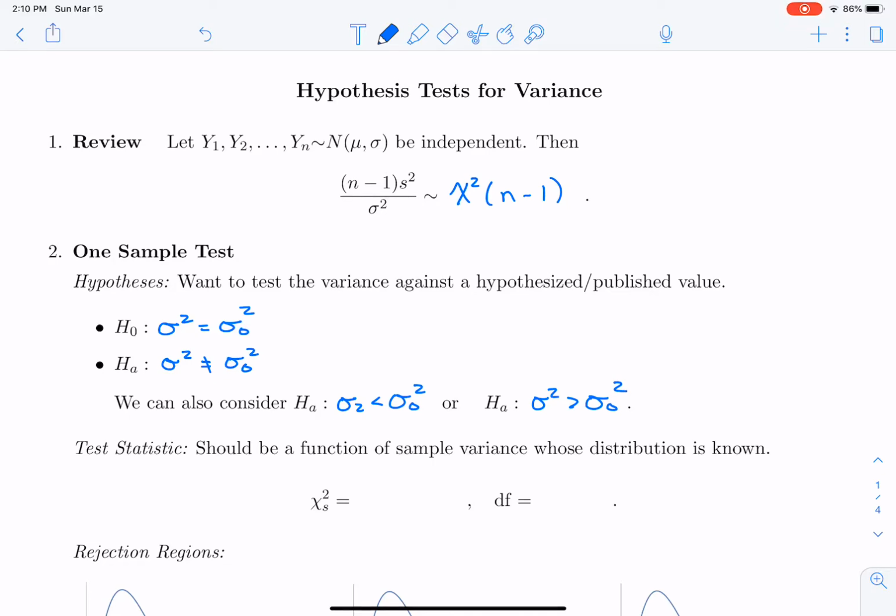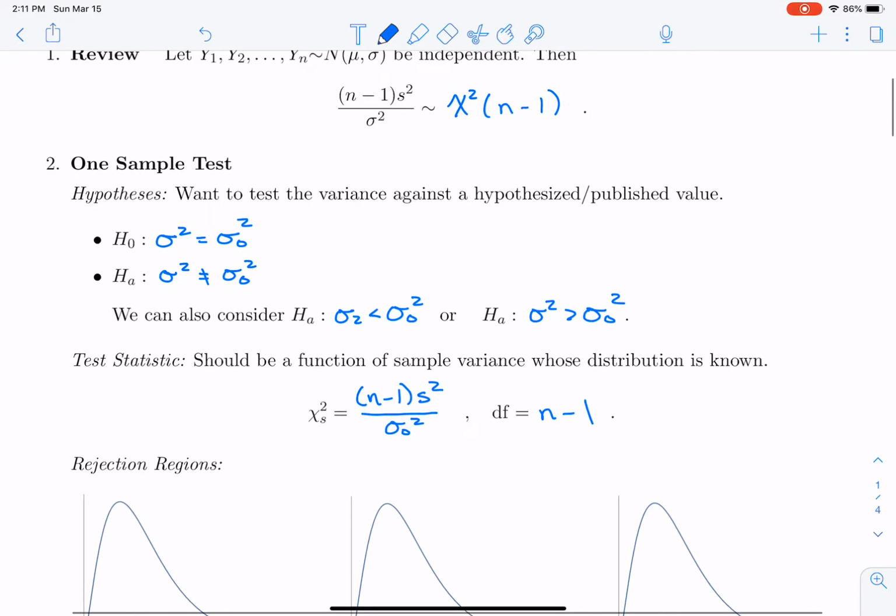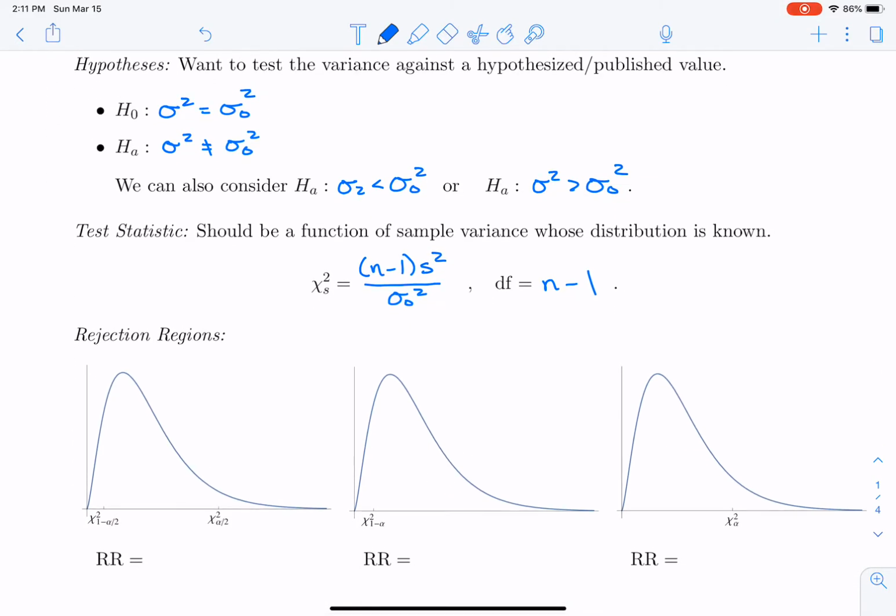Our test statistic is going to be n minus 1 times the sample variance divided by our hypothesized variance. And that, of course, has a chi-square distribution with degrees of freedom n minus 1. So we'll want to consider some rejection regions that correspond to our alternative hypotheses.